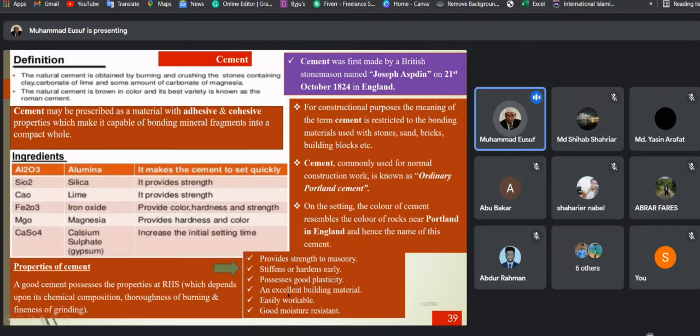And excellent building materials. Cement is a very excellent building material, easily workable. Cement can be worked very easily, good moisture resistant, and so on, which depends upon its chemical composition, thickness of burning, and fineness of grinding.